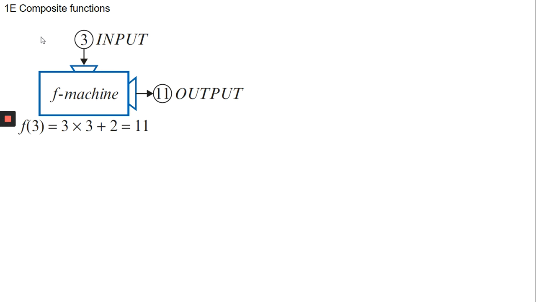So going back to primary school, do you remember function machines and input and output machines? Basically we're going to start off with that. If we have an input of 3 and an output of 11, here's our function, and you can probably work out from that our function is going to be x squared plus 2.